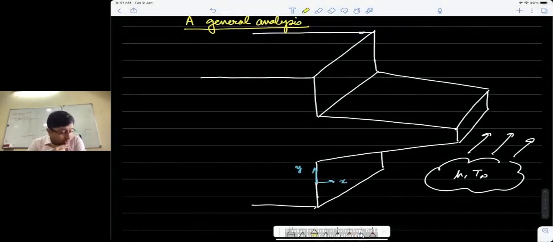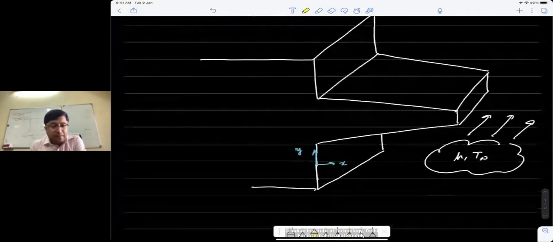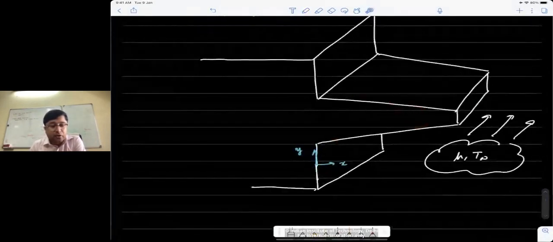Okay, so we'll start with the general energy balance. The fin, a single fin, would be something like this, and I've taken very specifically a fin which has a cross section area which is not uniform. We'll use that idea because I want to build a theory for a non-uniform cross section fin.